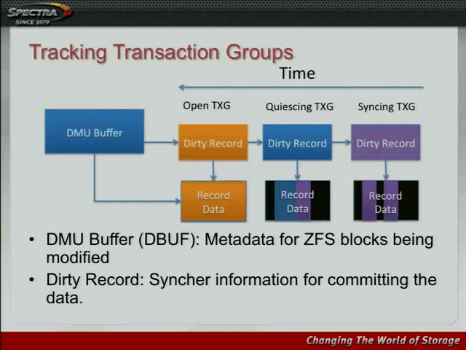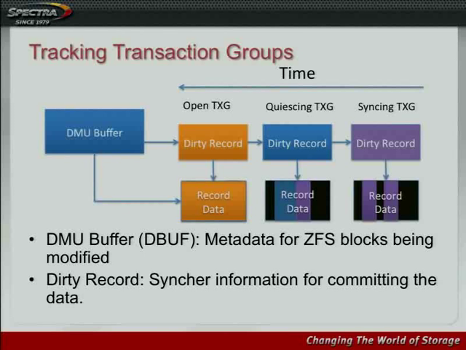So in this graph, we see time progressing to the left. So new stuff is happening as we go further and further to the left. We have a syncing transaction group. This is where the syncer is actively taking committed data that's in memory that we know is not changing in any way and writing that out to disk.